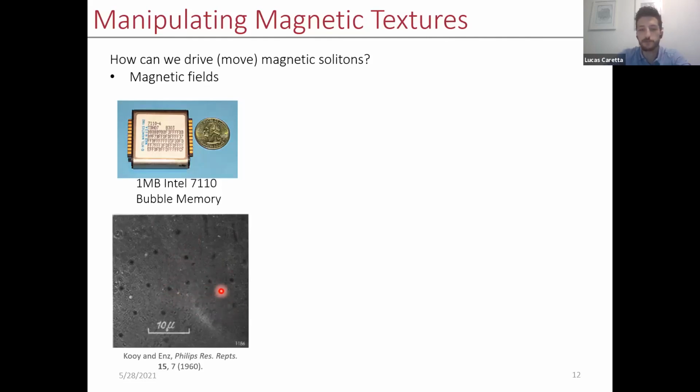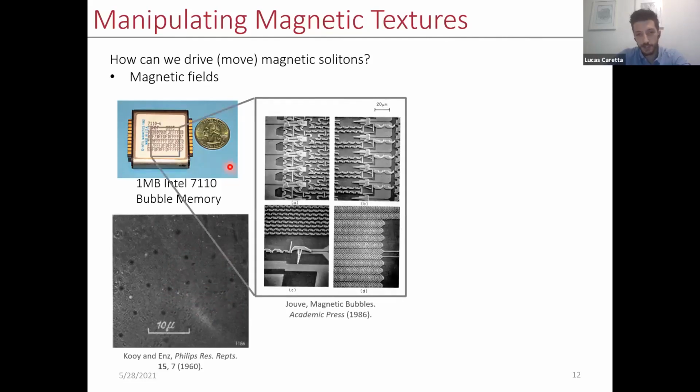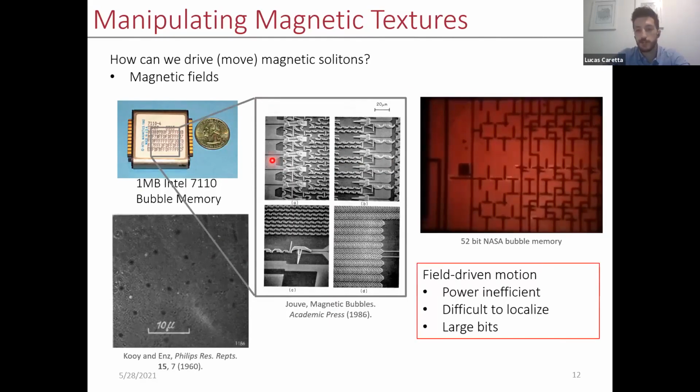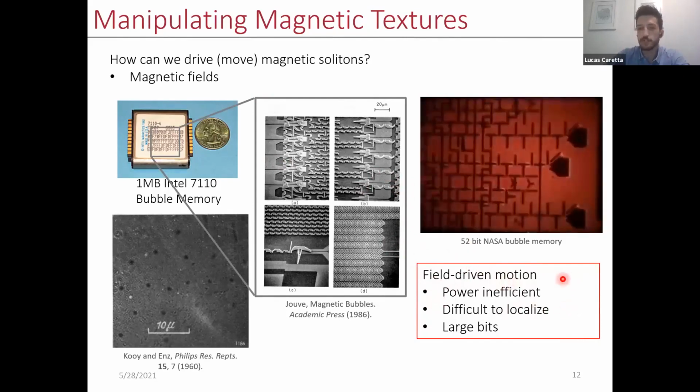So these bubbles here. And by designing complicated lithographic tracks, as you can see here, using rotating magnetic fields in the plane, you can actually nucleate and drive these bubbles into motion along these different tracks. So this is called bubble memory. The problem with this type of bubble memory and field-driven motion is that it's extremely power inefficient.